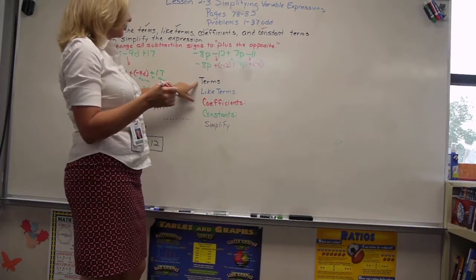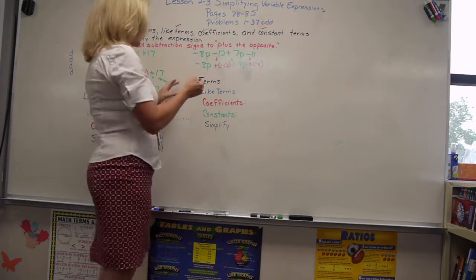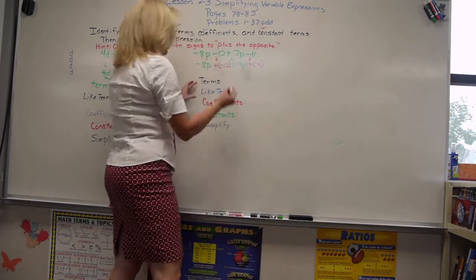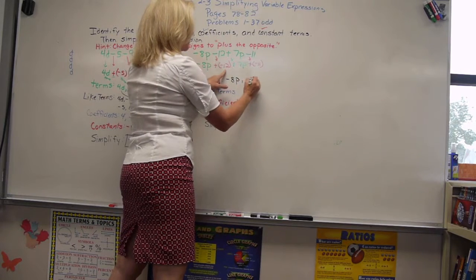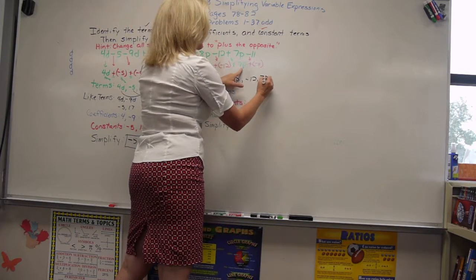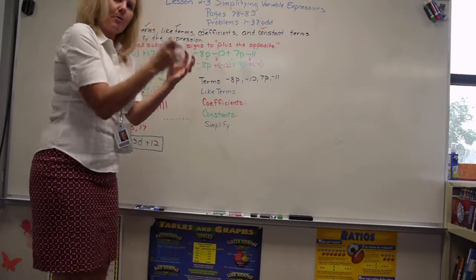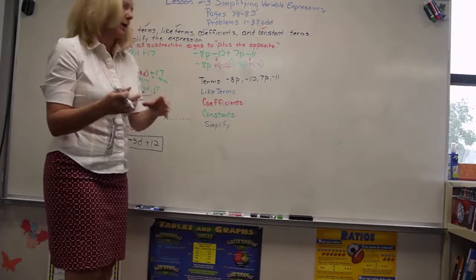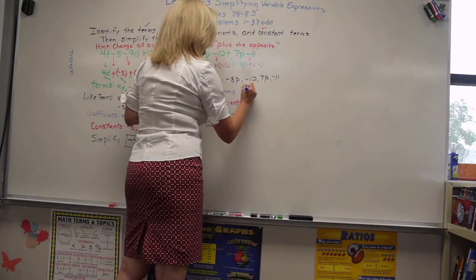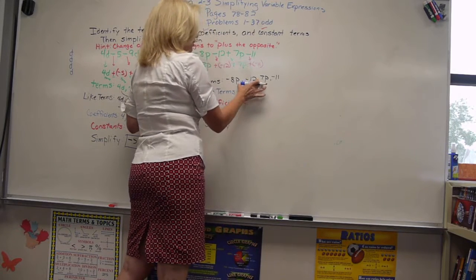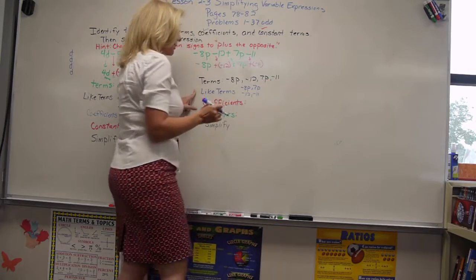So it's only with subtraction we're going to do that. So when we look at this, if we're going to look at the terms, again, it's what's separated out by the addition and subtraction signs. So I see my terms here are negative 8p. I see a term of negative 12. I see a term of 7p. And I see a term of negative 11. Now my like terms are all my variables and all my constants. So when I look at my like terms, well, negative 8p and 7p are alike. And negative 12 and negative 11 are alike.